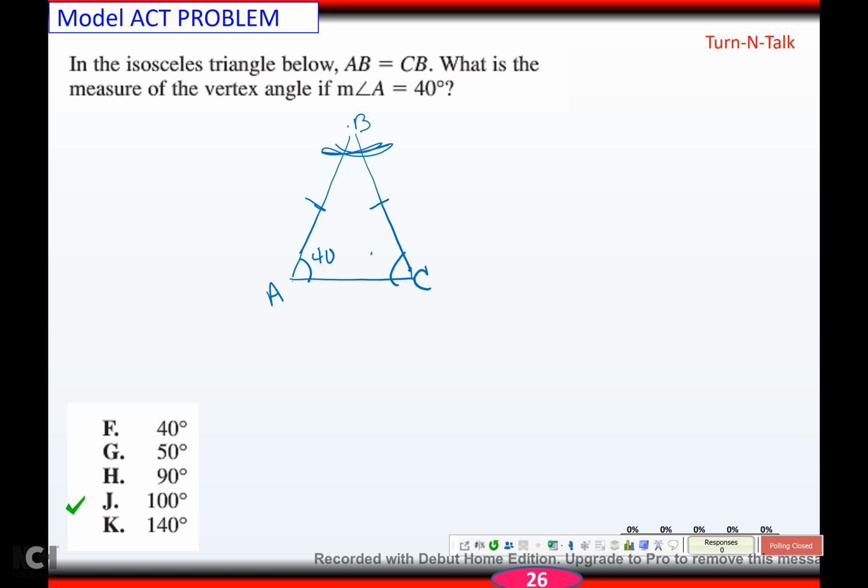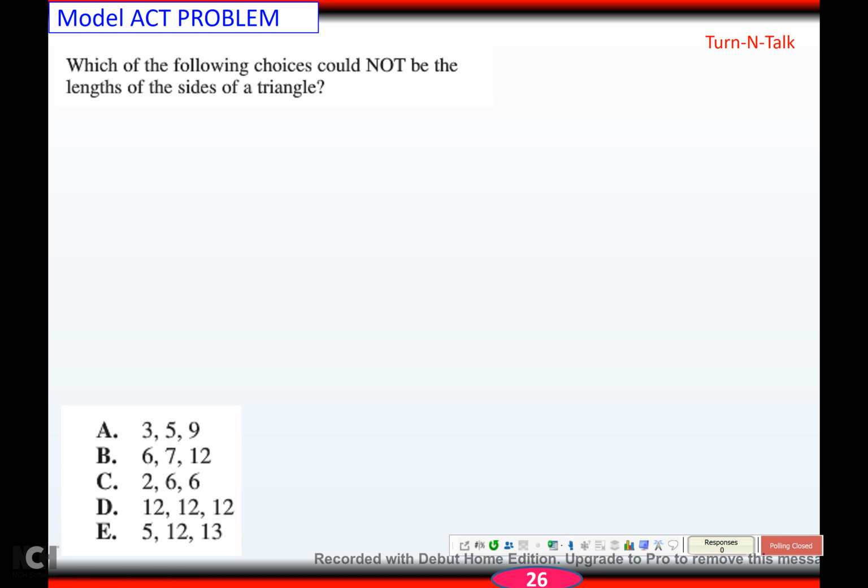Well, if A is 40, then C is 40. 40 and 40 is 80. 180 in the whole triangle, take away those two, leaves 100 degrees left over, which has to be angle B. Okay. Alright, hit pause. Come back when you're ready.